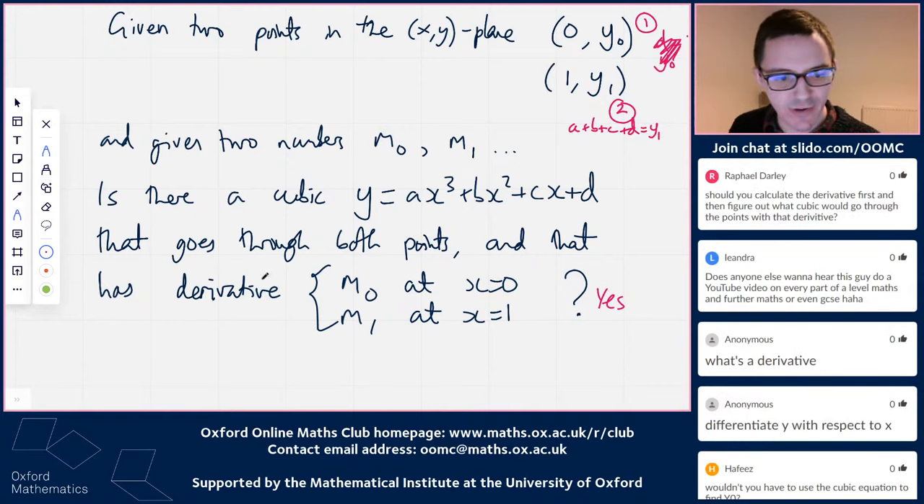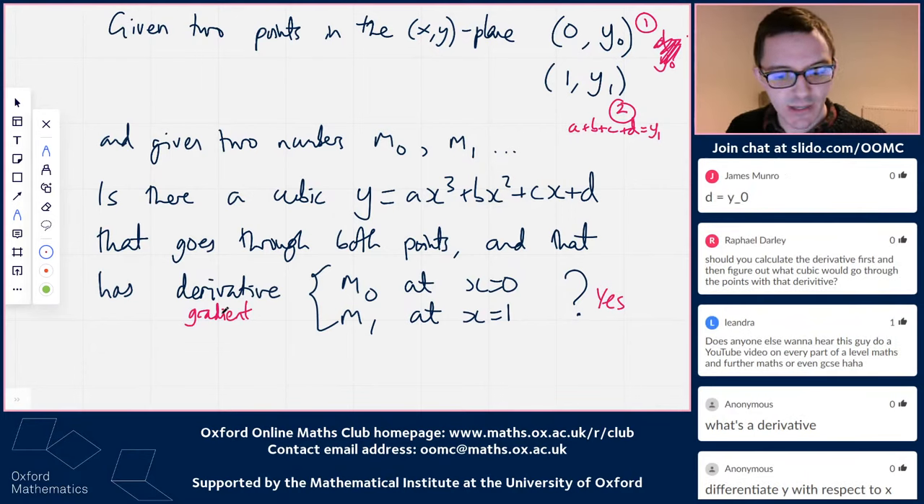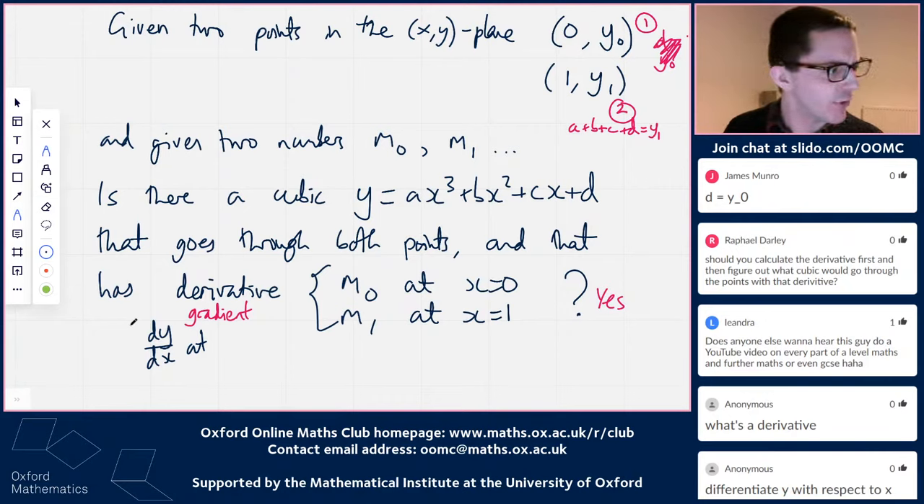And we've got this condition about the derivative or the gradient. Most people I interviewed were happy with the idea of a derivative or gradient. We did explain it a few times, that it's the value of dy by dx at the points. So this is looking at the gradient or the derivative of the curve. If you haven't seen derivatives of polynomials, then this question is not for you. I was interviewing people who had seen derivatives of cubics before. It's one of the things I'm testing. Don't worry if you haven't seen derivatives, then obviously this question is not going to make much sense.